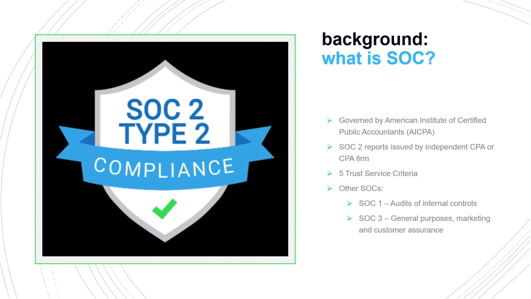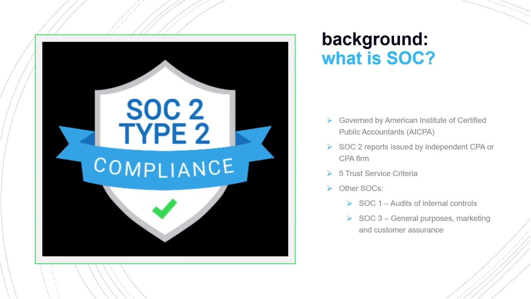But a SOC 3 is really more for the general public. It's something you could post online. It's used for marketing, customer assurance, that kind of stuff. So SOC 1, internal, testing your own. SOC 2, it's a third-party set of controls. And SOC 3 is, hey, I can give this out to the public, and it's a publicly facing document.